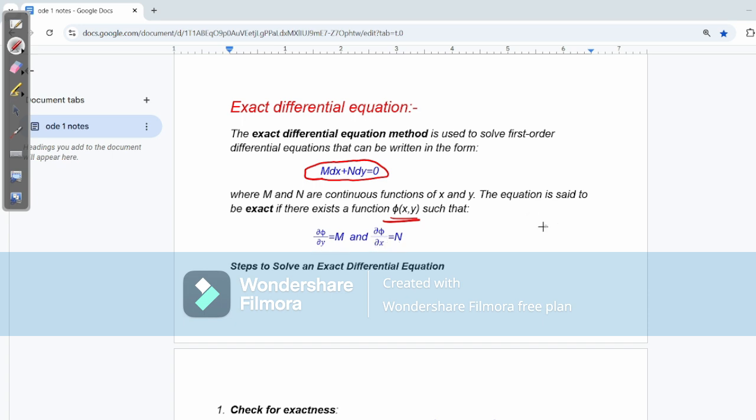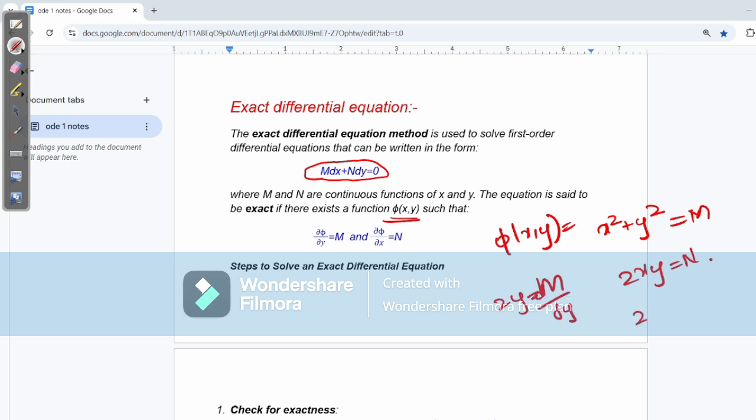Okay, now phi of x, y means the equation will be in this form. This value is M and 2xy, this value is N. Now differentiate with respect to y, which gives 2y for ∂M/∂y, and 2y for ∂N/∂x when differentiating with respect to x. So these two values are equal, so ∂M/∂y = ∂N/∂x. So this is called the exact differential equation.